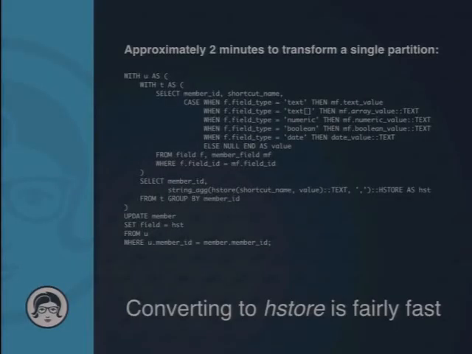It took about 2 minutes to convert, to take one of our 1 gigabyte partitions and convert all the data. I put this query up just for show, but it's really the 2 minutes that's important, unless someone wants to rewrite this for me.